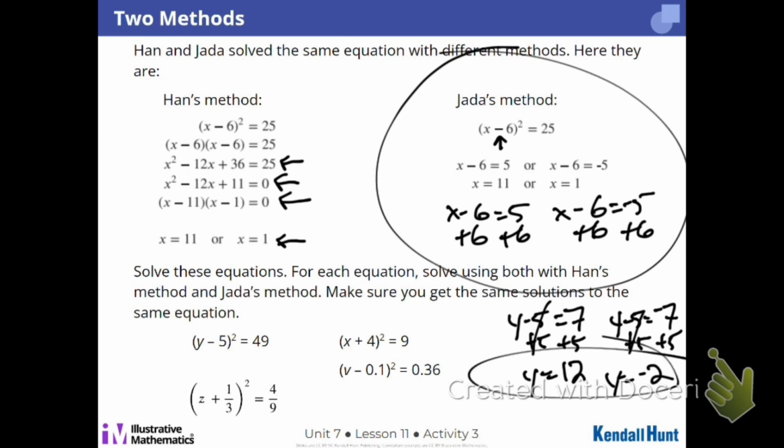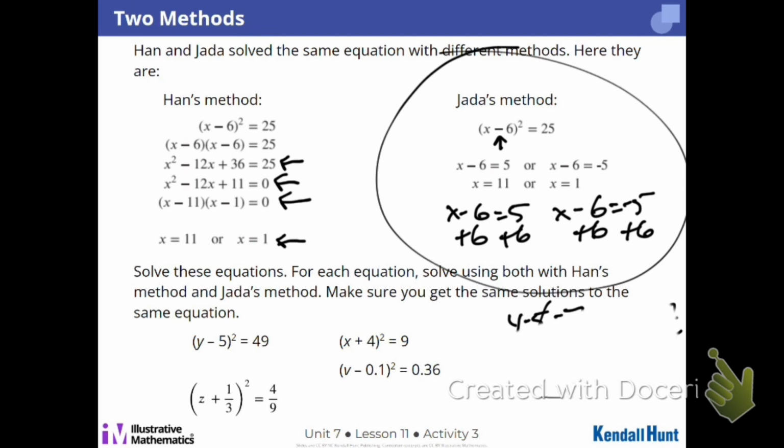12 minus 5 is 7 squared is 49. Check. Negative 2 minus 5 is negative 7 squared is 49. Check. Do you prefer Jada or hands if it's a perfect square? Jada. Yeah, only if it's a perfect square. Yep. Jada, of course.